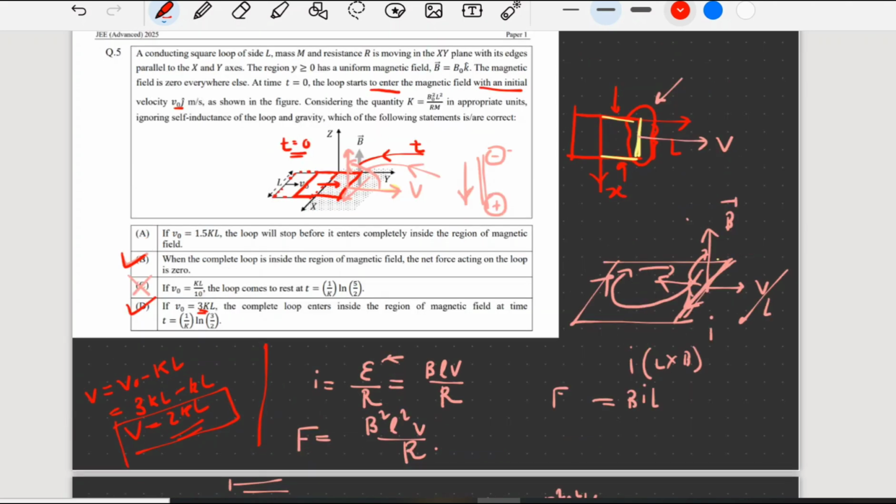Actually, option A is also a wrong answer, because if we study this velocity properly, v equal to v naught minus kL, that is the velocity of the loop when it completely enters inside the magnetic field region, or just enters entirely in the magnetic field region. So if v naught is 1.5 kL, then ultimately we are getting some value of the velocity when it will enter completely inside the magnetic field region, that is 0.5 k into L. But it has been given that it will stop before it enters. So this is not right. So this is also a wrong option. The correct options are option B and option D.